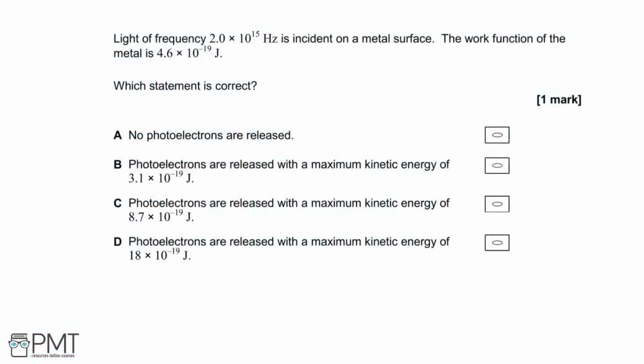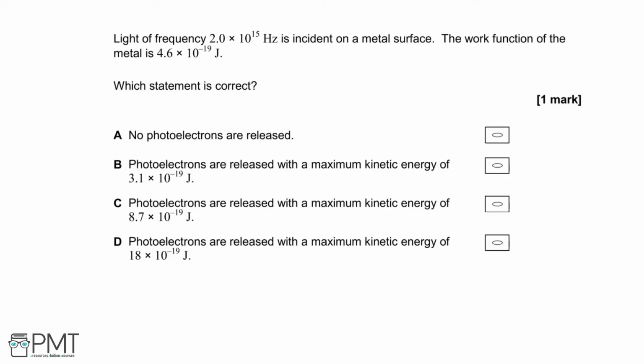Light of frequency 2 × 10¹⁵ Hz is incident on a metal surface. The work function of the metal is 4.6 × 10⁻¹⁹ joules. Which statement is correct? Now we've got four options here. The first one being that no photoelectrons are released at all, and then others with varying values for the maximum kinetic energy on the basis that photoelectrons are released.